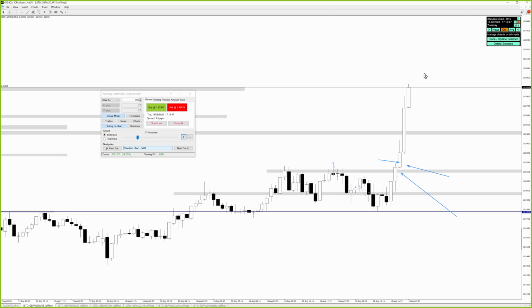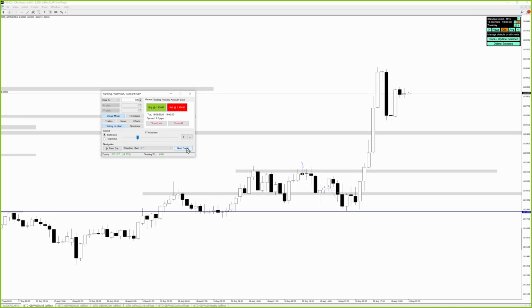But the bias was correct. Price moved up. It is what it is. Took 2 trades, took 2 losses. Let's move on to the next session over here now. So let's move on to the Wednesday. And all right, let's do this. Oh, look at that retracement.